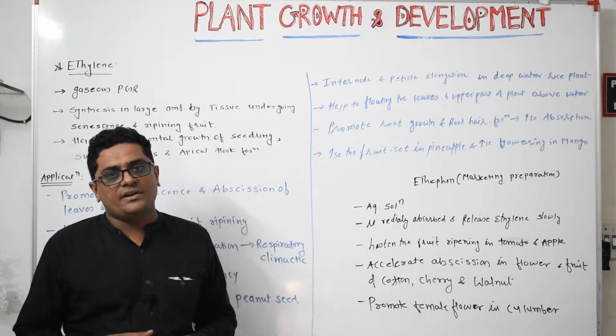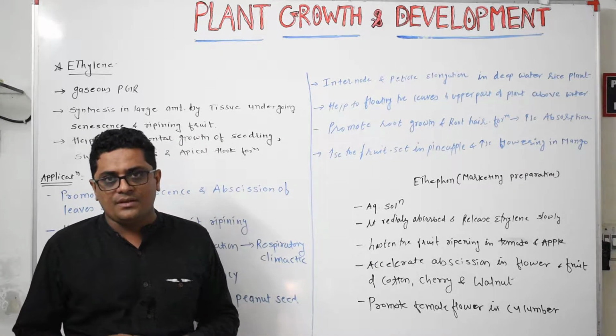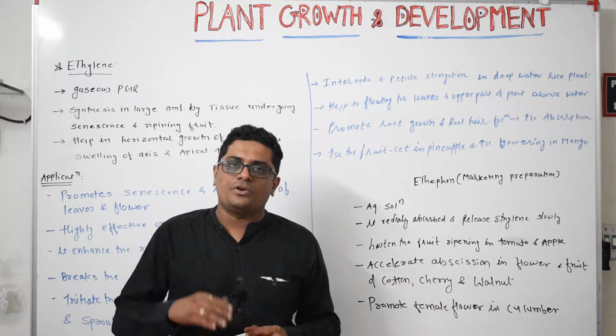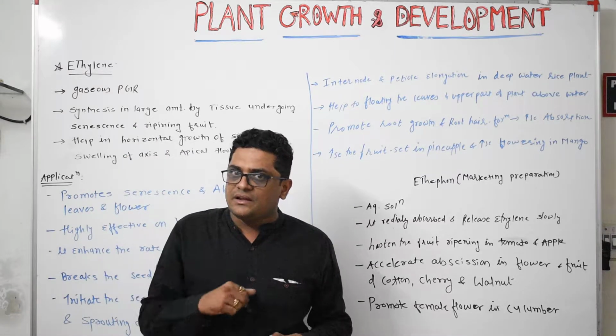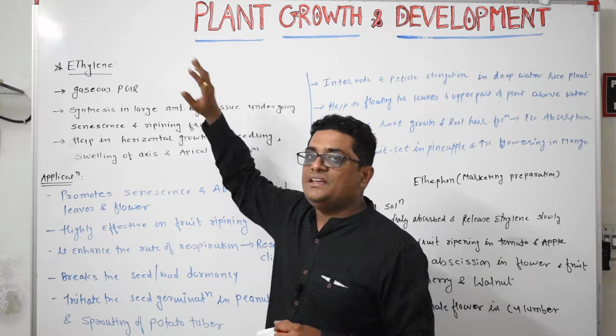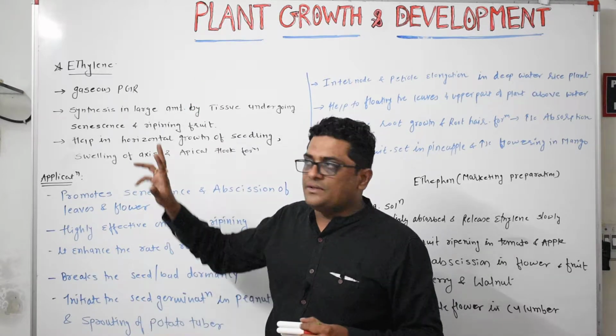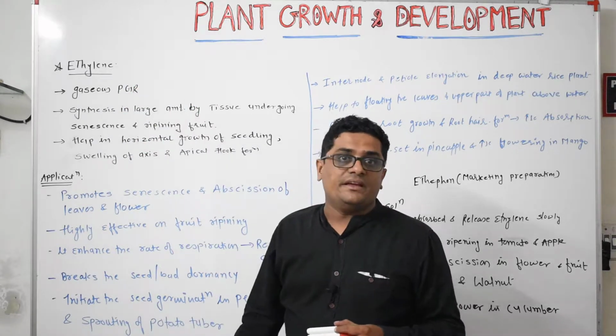In last lecture we already discussed the plant growth promoter. There are mainly three plant growth promoters: auxin, gibberellin and cytokinin. Now in today's lecture we will discuss the plant growth inhibitors. The first plant growth inhibitor is ethylene.